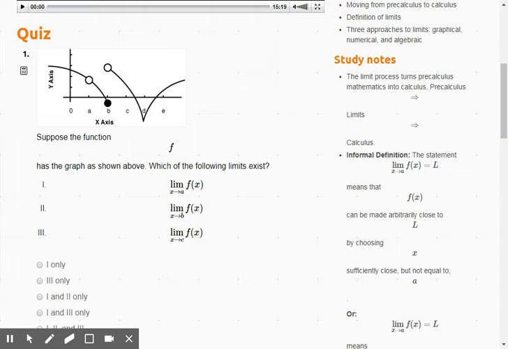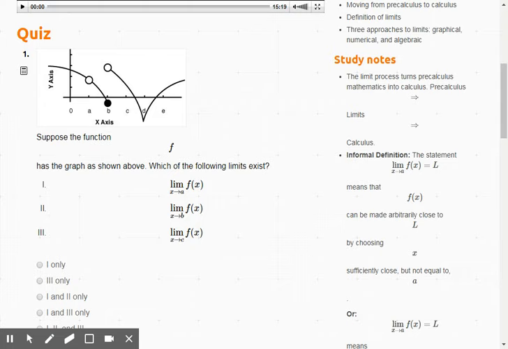Okay, let's go over these GetAFive questions really quickly. This is on the first video, the limits of functions. Here, they give us this kind of piecewise function. They don't give us the equations. They just give us the graph, and they ask which of the following limits exist. So as we approach A of this function, do we have a limit?